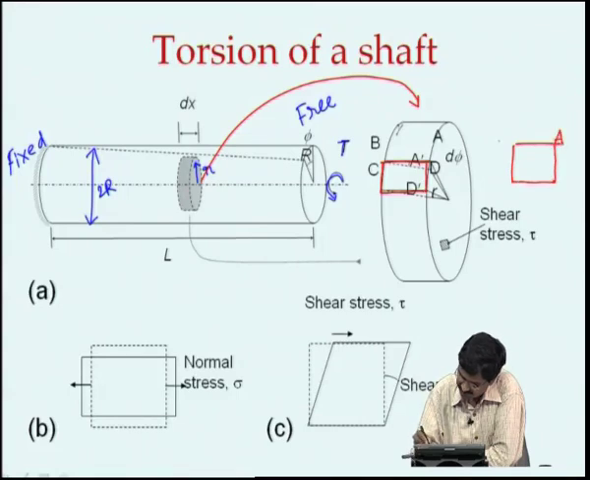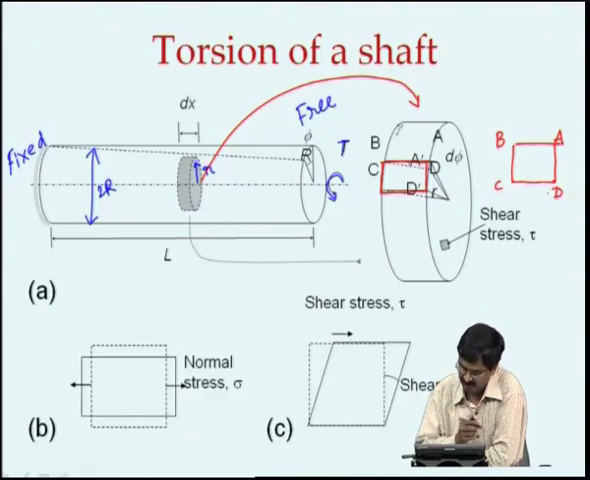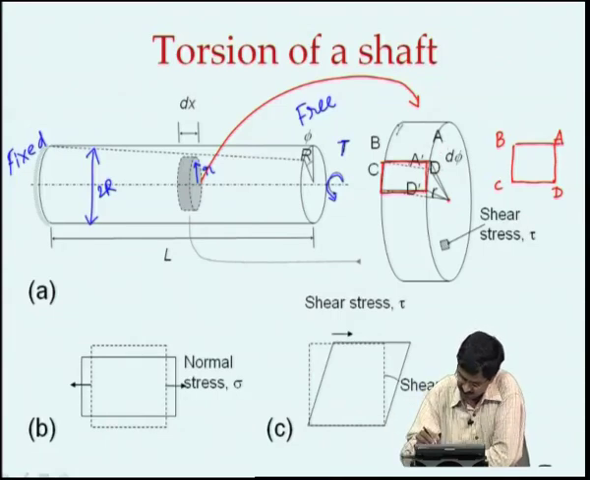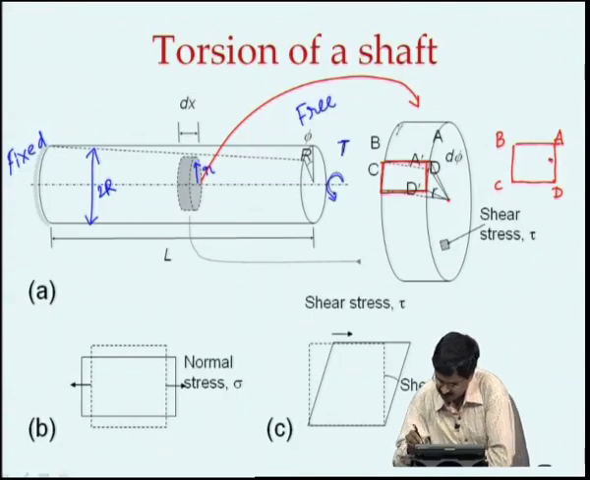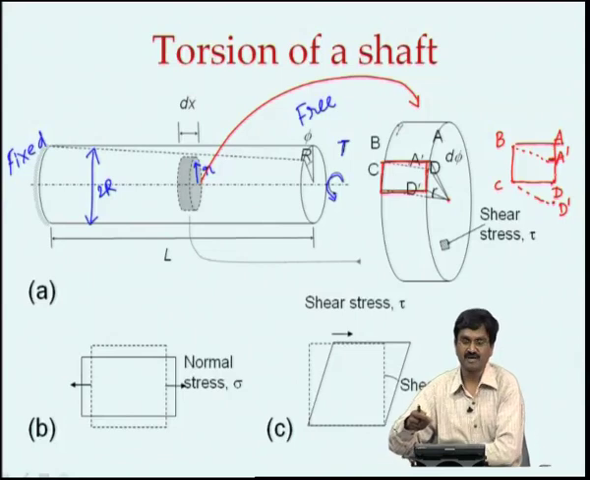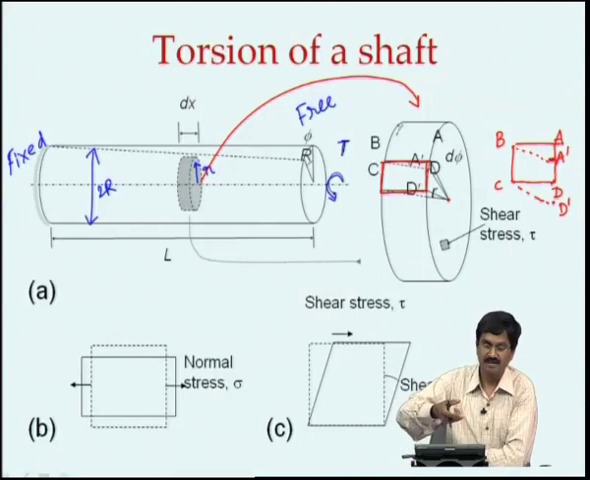This is A, this is B, this is C, and this is D. Now, this is the center of that circle. When it twists, A will move to another point. Let us say A has moved to A prime and D has moved to D prime, and B and C we assume are fixed because we want to see the relative deflection. Relative deflection means relative twist.